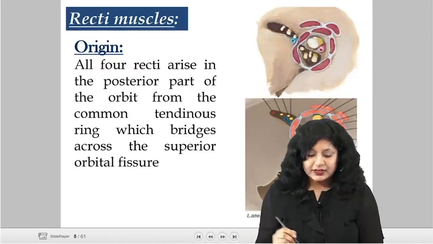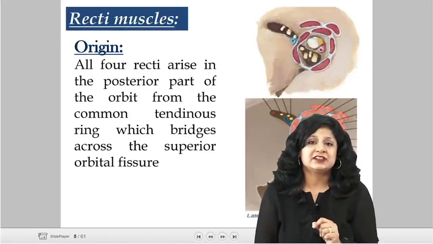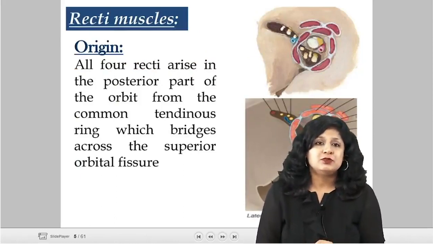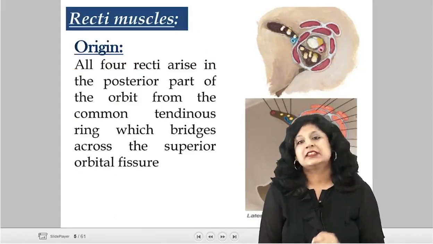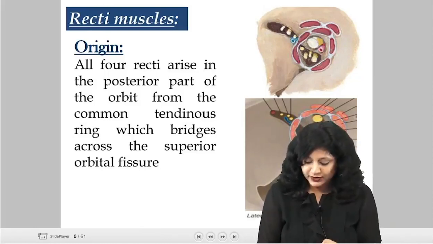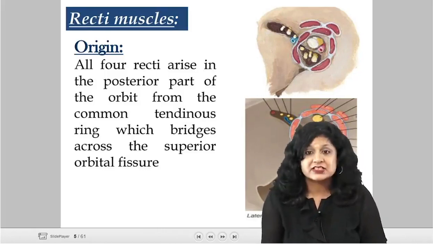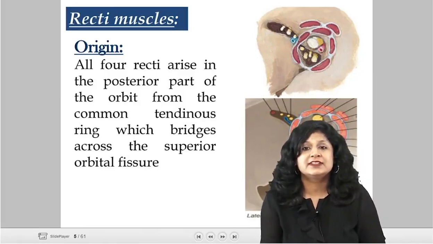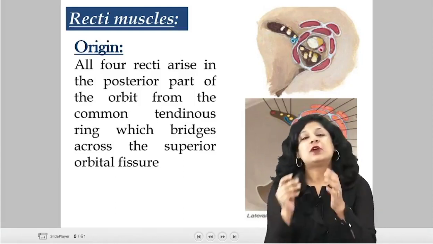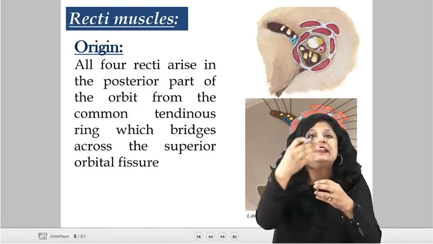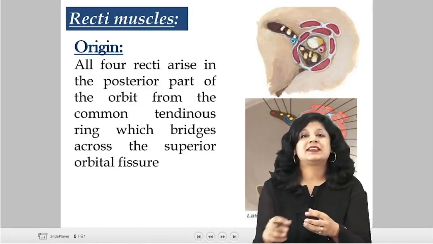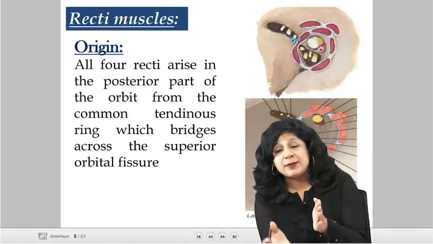Now first let's start with the origin of the muscles. If I talk about the rectus muscles, they have a common origin. And what is that common origin? That common origin is this annulus of Zinn. What is this annulus of Zinn? It is a tendinous ring, and this tendinous ring is present at the apex of the orbit.